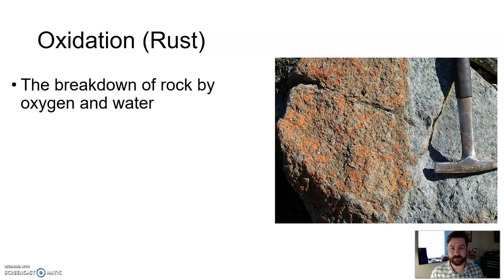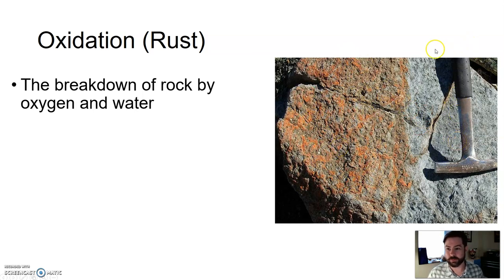So oxidation as a form of chemical weathering is the breakdown of rock by oxygen and water, like hydration. Oxygen and hydration, oxidation. So some rocks contain iron. Iron, when you expose it to oxygen and water, rusts. So what you can see here in this rock is this side of the rock looks rusted, like a rusty old car. Well, this doesn't.